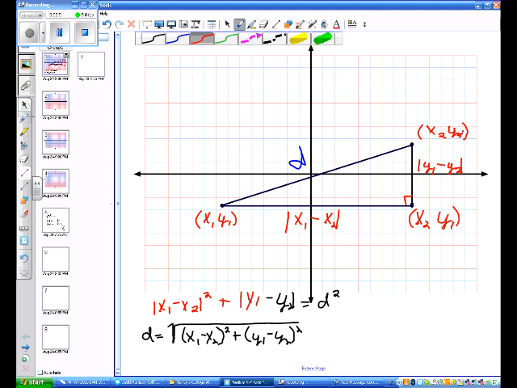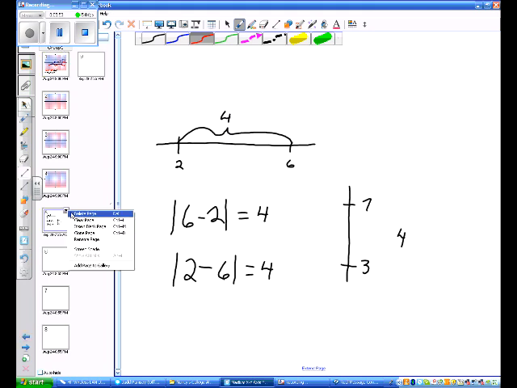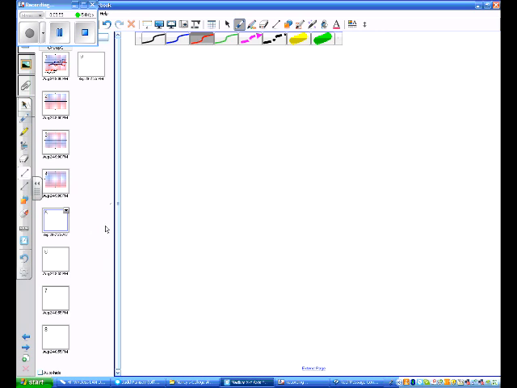So let's look at some points and find the distance between them. Let's say that we have the points negative 3, 2, and 5, 8.